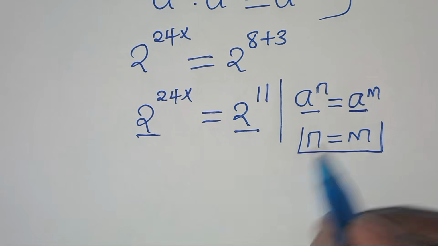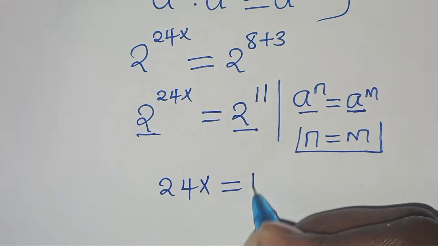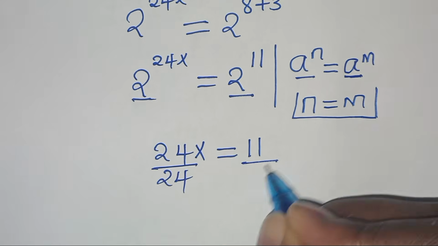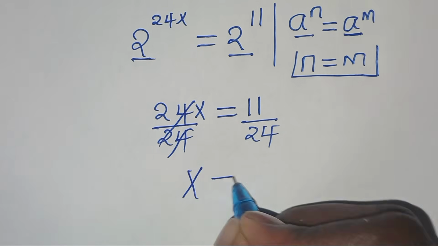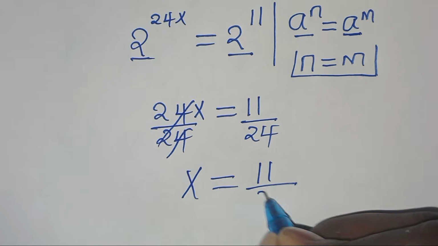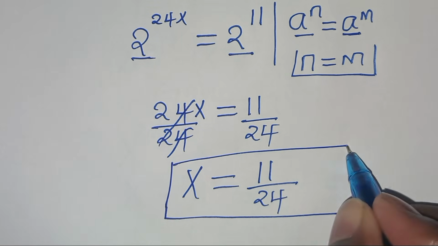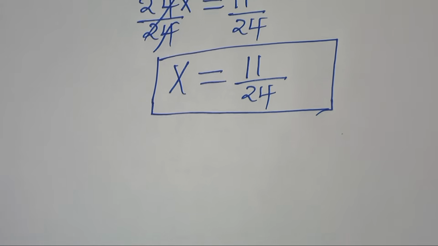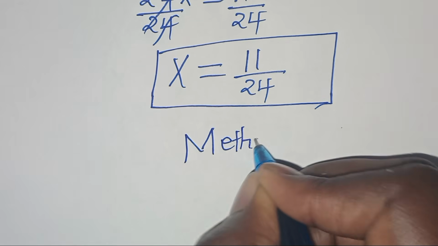Applying this property, here we have 24x equal to 11. So let's divide both sides by 24, and this means that x is equal to 11 over 24. So this is the value of x by applying method 1. So let's apply method 2 from here.